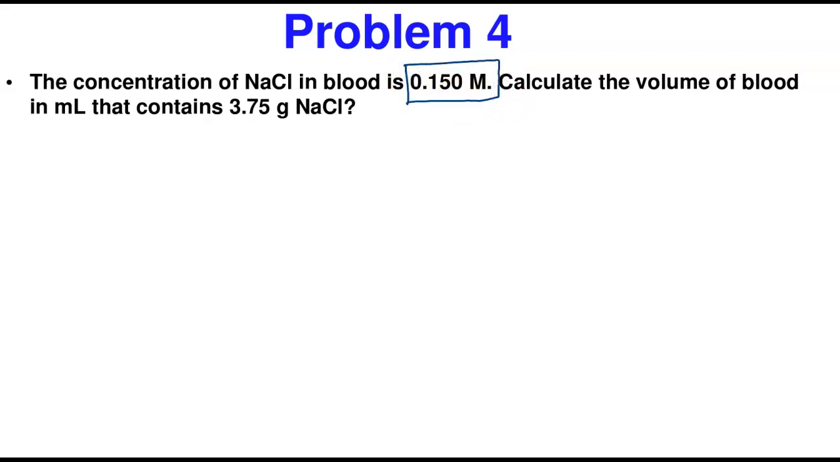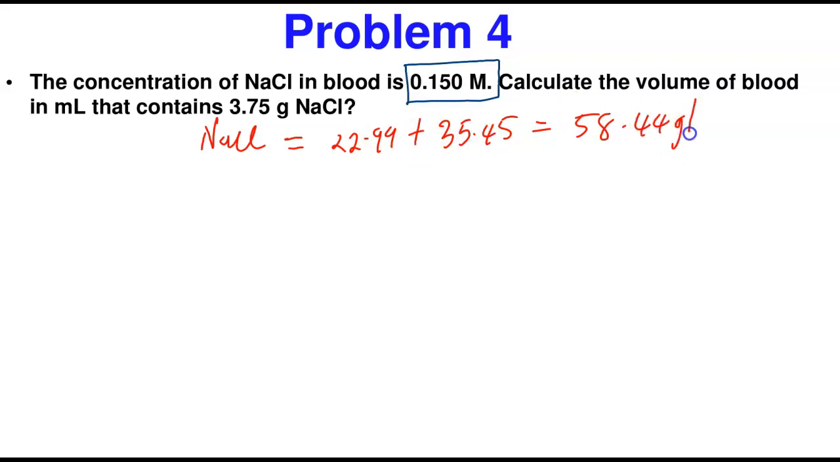Calculate the volume of blood in mLs that contains that. Now, again, you look at this, we have the molarity, we have the mass, we're looking for what? The mLs. But we need the moles, but we can get the moles from grams. So first, let's calculate the molar mass of sodium chloride. Sodium is 22.99 plus chlorine is 35.45. When you add them together, it's going to give 58.44 grams per mole.